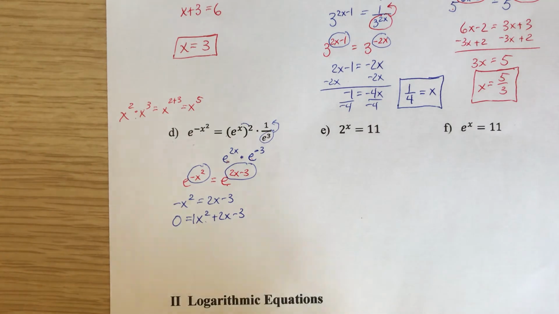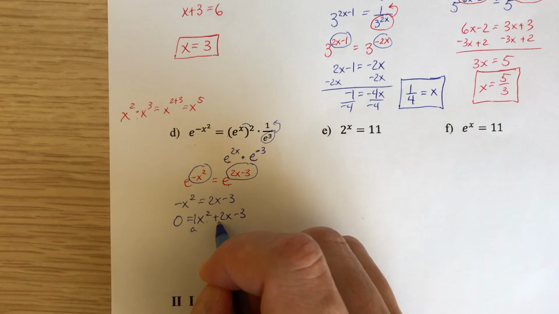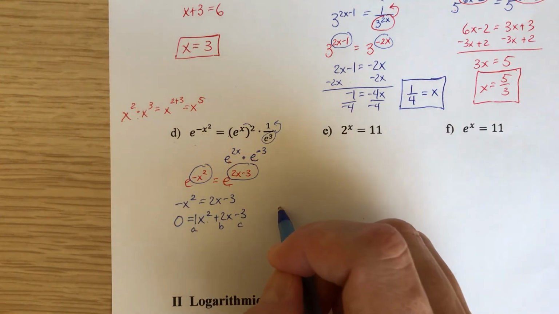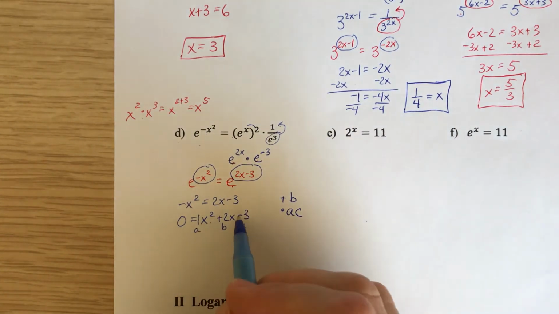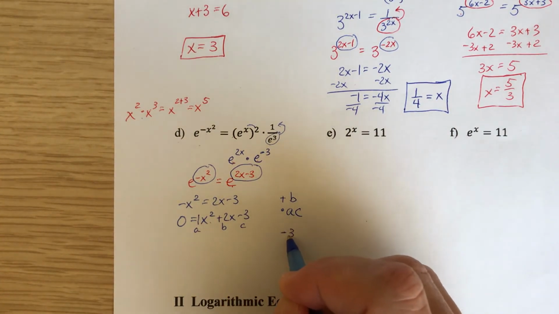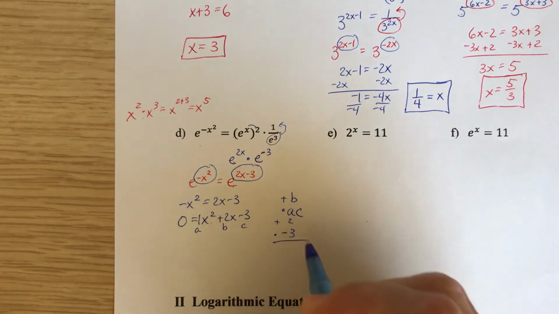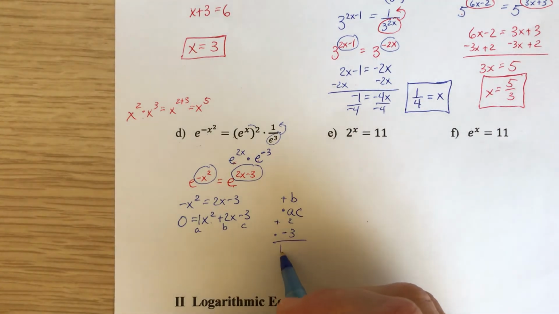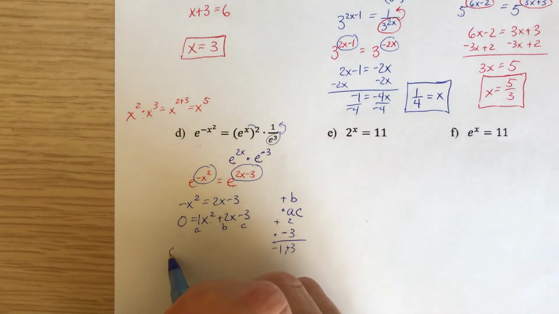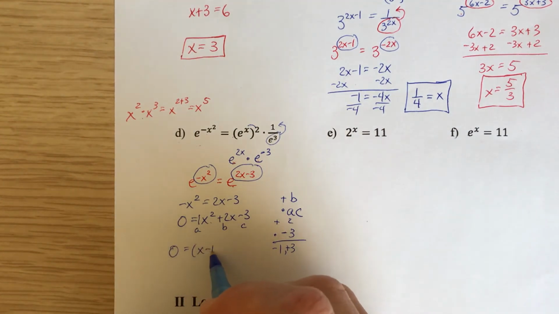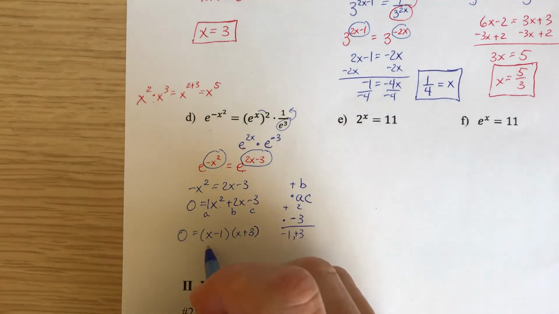So thinking about this here, the lead coefficient is 1, the constant's negative 3. That's a, b, and c. We want two values that multiply to ac that add up to b. 1 times negative 3 is negative 3, and the middle number, the b value, is positive 2. So what multiplies to negative 3 and adds to 2? That would be positive 3 and negative 1. So we get 0 equals x minus 1 times x plus 3. And then we take each factor, we set those to 0.